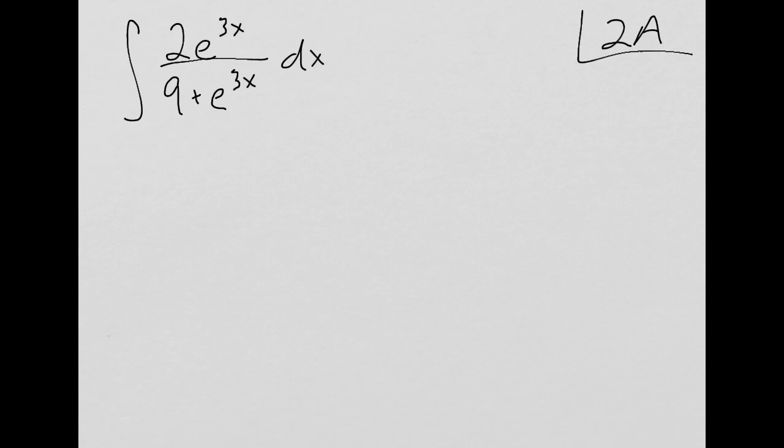So what I'm going to do is let this bottom piece be u. And the reason I'm doing that is because I noticed that I've got the derivative of that whole bottom piece, or rather, I've got a multiple of its derivative. And that's what I'm always looking for with u sub. So I'm going to let u equal the whole bottom, 9 plus e to the 3x.